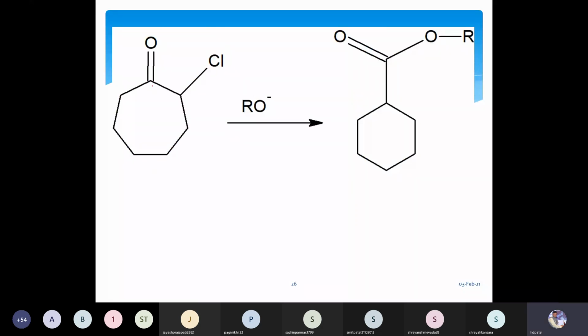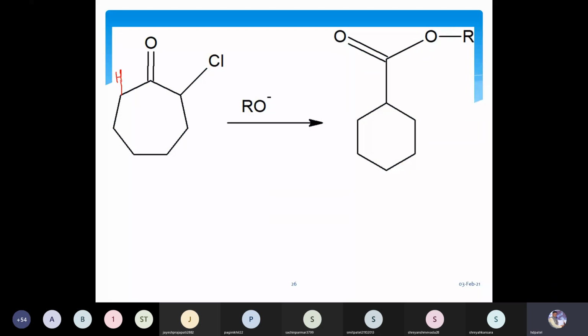Now if you have a 7-membered ring, then we will get a 6-membered ring containing ester or acid. This mechanism I have already discussed for the 6-membered ring. The same pathway or same reaction will take place over here. Here, as we know, the carbon is attached to what? Hydrogen. Two hydrogens are present.